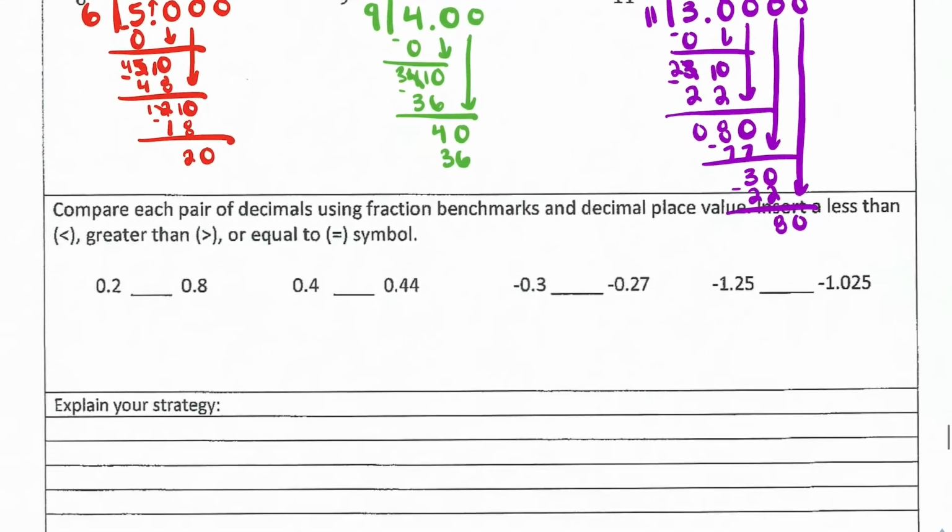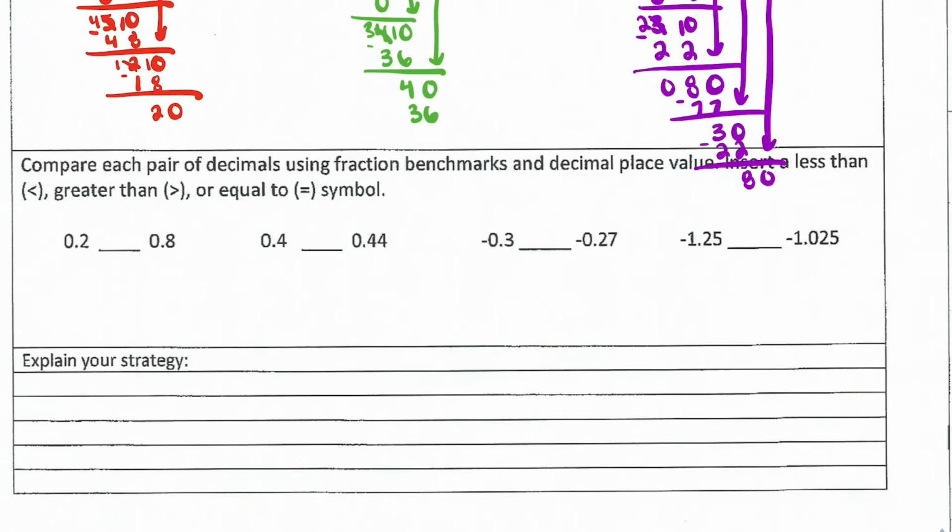Okay, now we're going to compare decimals using fraction benchmarks and decimal place values. And we're going to insert a less than sign, greater than sign, or equal to symbol. Now, I don't know about you, but the way that I like to compare decimals is I like to write them on top of each other. So 0.8, 0.2. And I want to make sure that my decimals are lined up, because then I can compare the place values. Well, is 8 larger than 2? Yes, it is. So your alligator has to go ahead and eat the larger meal here.